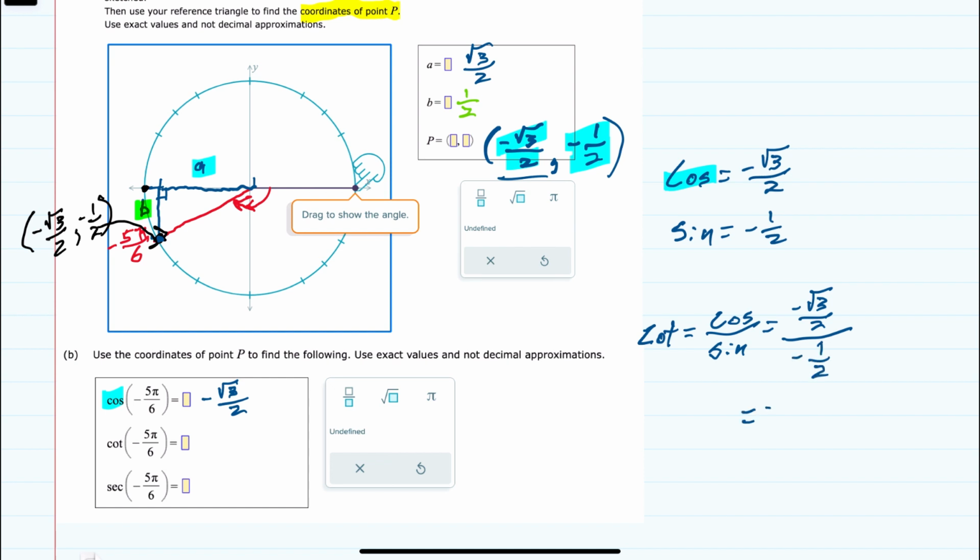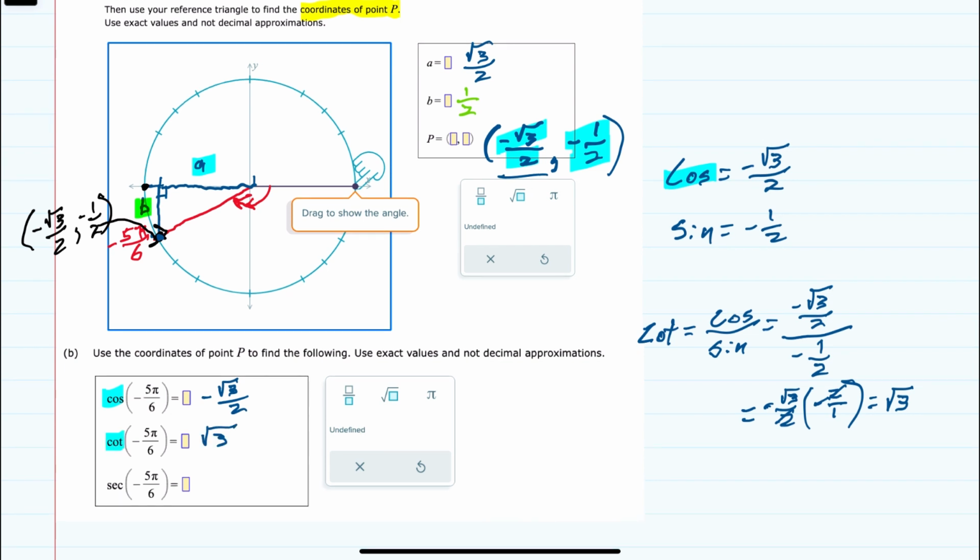Simplifying here, I'll turn this into multiplication by taking the reciprocal on the bottom to negative 2 over 1. The negatives cancel, the 2's will cancel. We're left with the square root of 3 over 1, or just the square root of 3. So we have the cotangent.